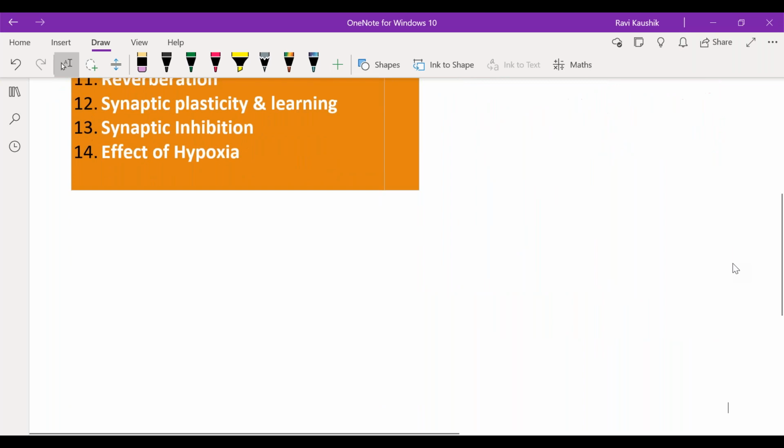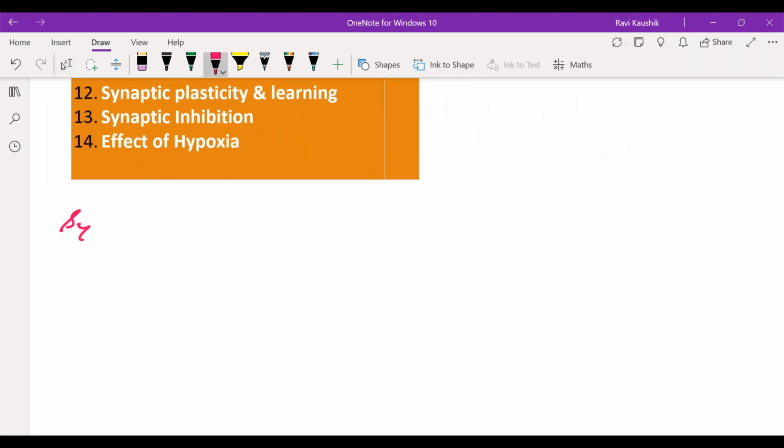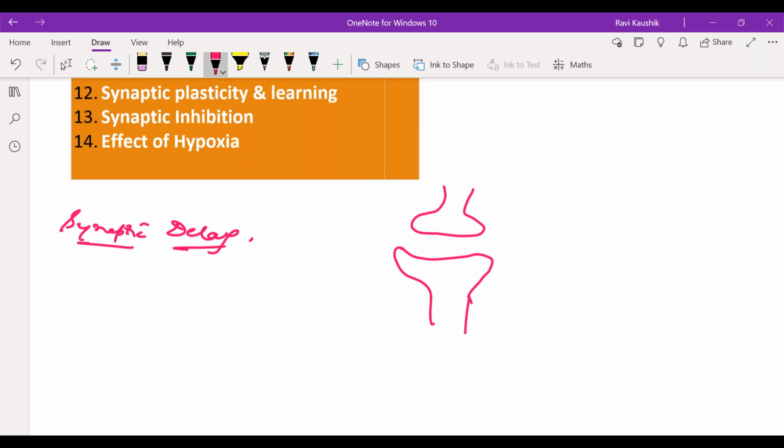The second property is synaptic delay. We also read about this. See, let us say this is the presynaptic area, presynaptic membrane, and this is the postsynaptic membrane. So what are the things which are happening here? There is this action potential which is coming, right? The mitochondria are there inside this.